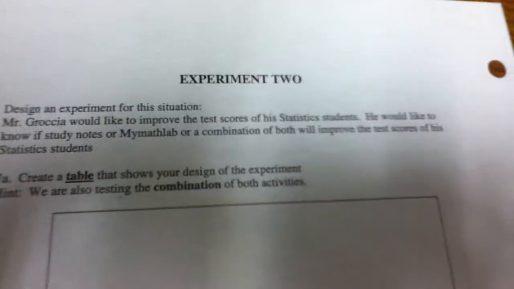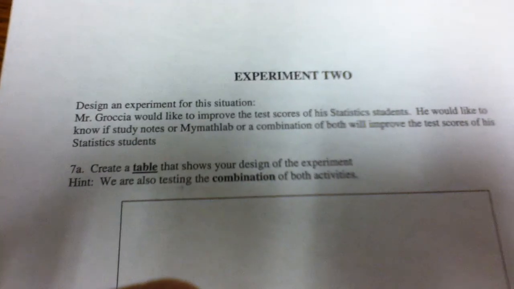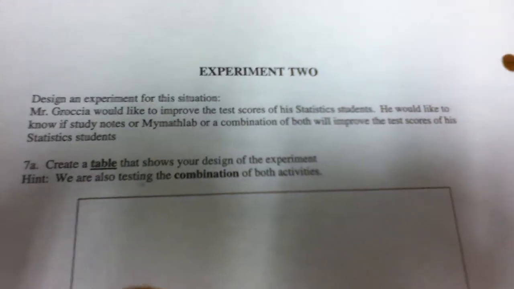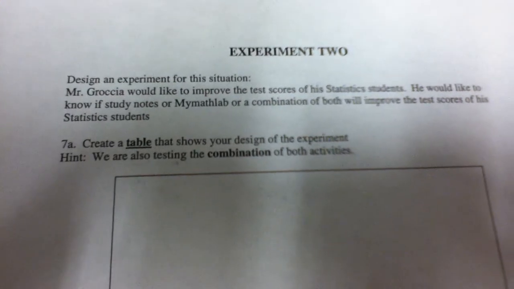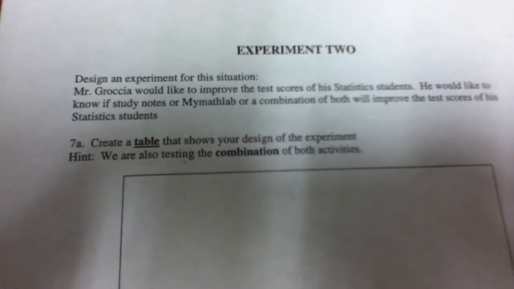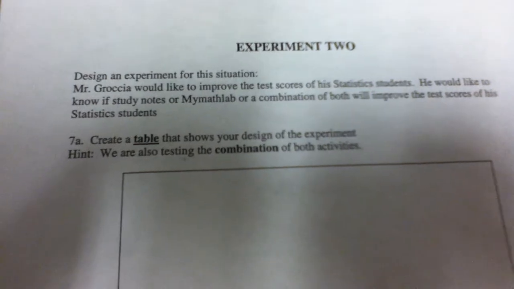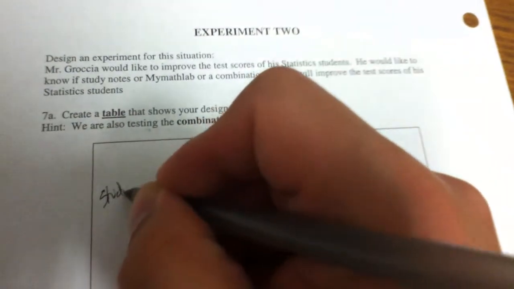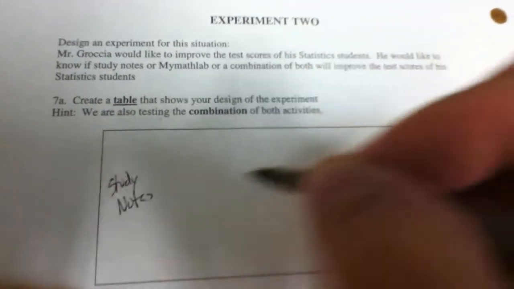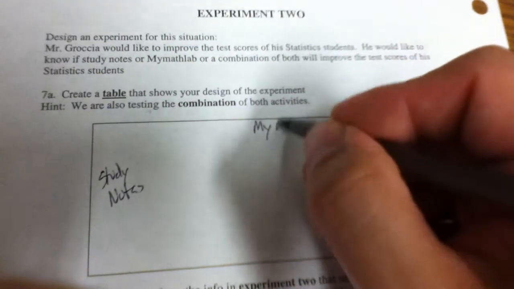Okay. Next question. Mr. Grocher would like to improve the test scores of his statistics students. He would like to know if study notes or My Math Lab or a combination will improve the test scores of his students. Notice here we're dealing with study notes and My Math Lab in a possible combination. So since we have 2 factors, study notes and My Math Lab, and we're mixing them, now we introduce the table. So on one side I'm going to put study notes, and on the other I'm going to put My Math Lab.